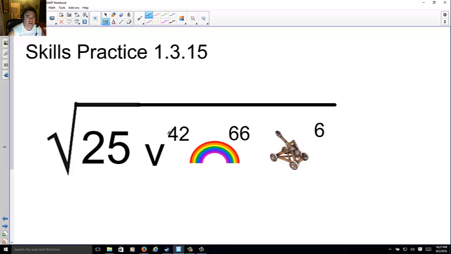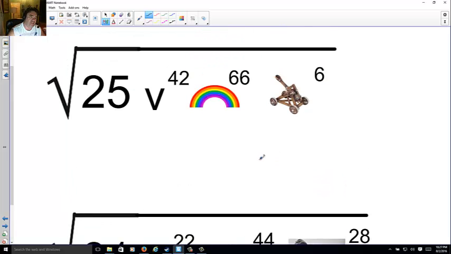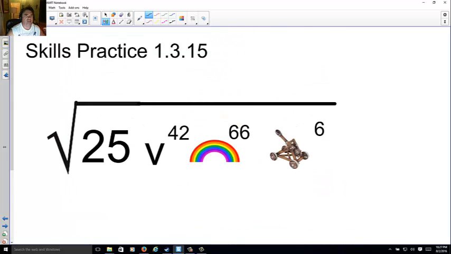Try root of 25, b to the 42nd, rainbow to the 66th, catapult to the 6th, and root of 81, g to the 22nd, barbell to the 44th, and Godzilla to the 28th. Go ahead and try to solve that for me.